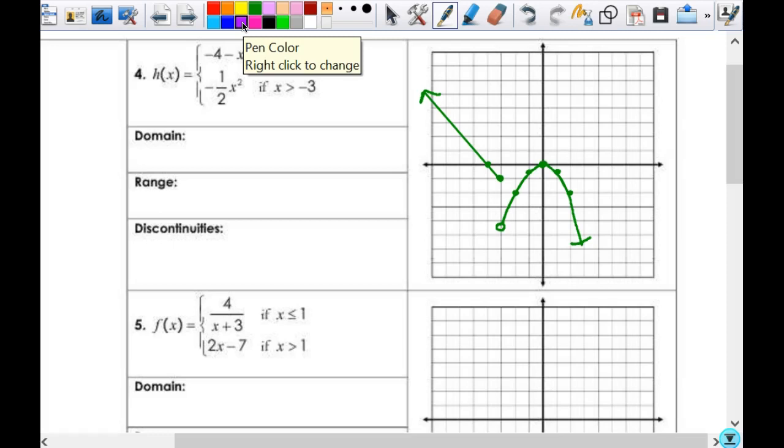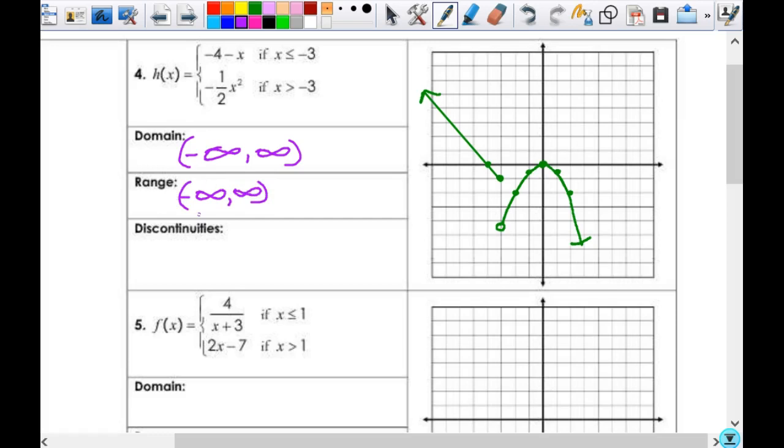So is my domain all real numbers? Yes. I'm going from negative infinity to infinity. My range, as I come up, this is going down to negative infinity. So I'm using all of these y's. The fact that there's a hole here is fine because this y gets taken care of there. Just keep on going up. So it's also negative infinity to infinity. Discontinuities? Yes. Jump at what? X equals negative 3. Okay. Everybody good? Yes? All right.